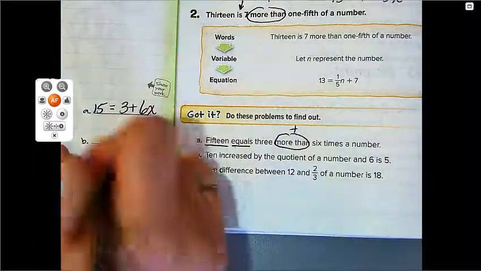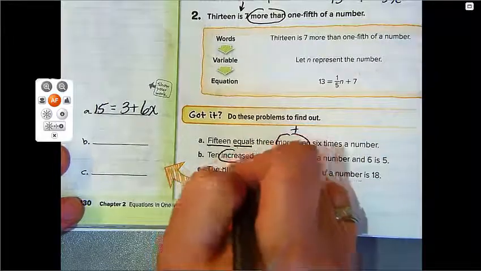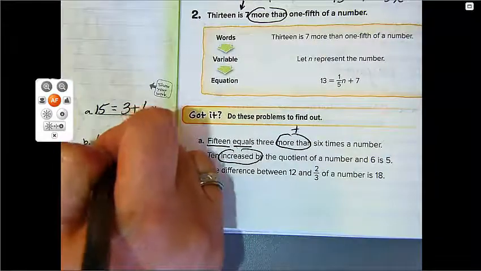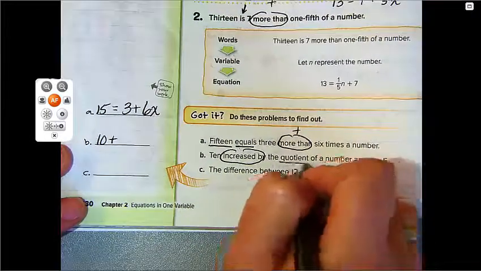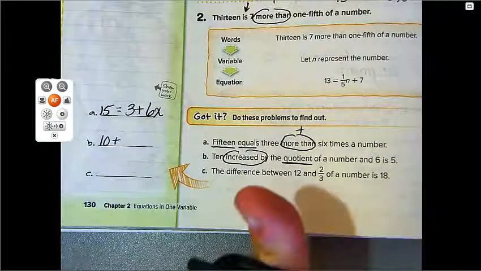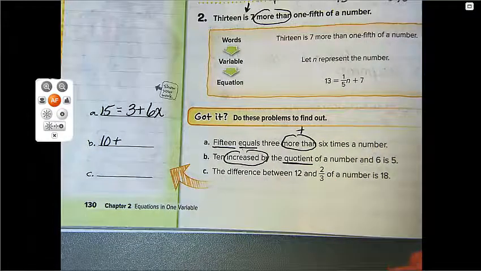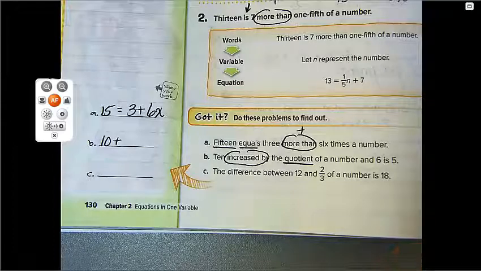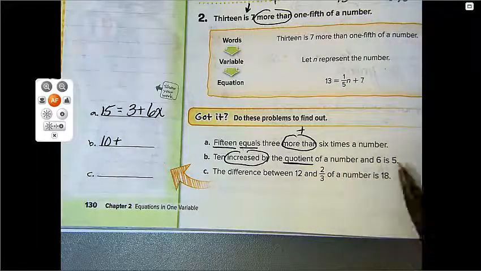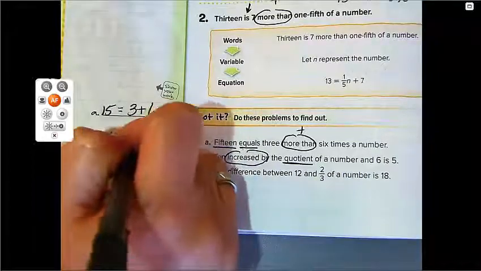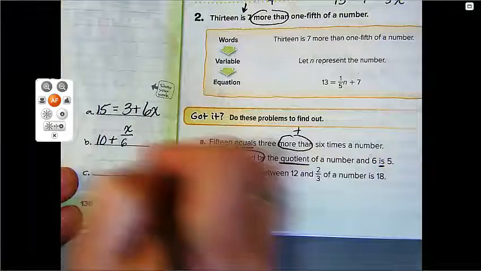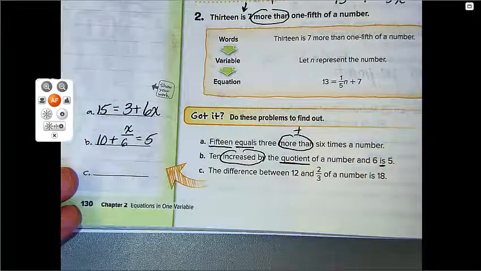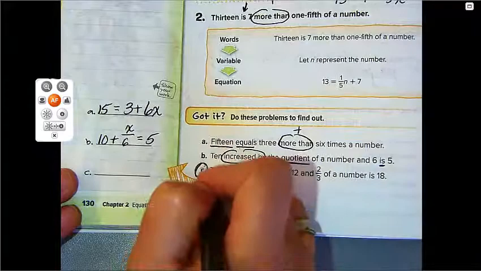Let's look at B. 10 increase by. Well, increase by means to add also. So 10 increase by the quotient of a number and 6. Quotient, these are the vocabulary that you just have to remember and you have to know. Quotient means to divide. So I'm going to be dividing a number by 6. So I don't know what that number is, but I know that I'm going to divide it by 6 because it tells me it's the quotient of that. Is, there's my equal sign, 5. Okay, try to do number C on your own, and we will look at that tomorrow in class.